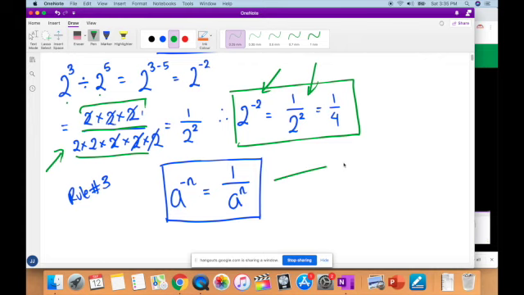Okay. So the rule here is that if you have a number to a negative power, it actually is a fraction, a positive fraction. So just because the power is a negative number doesn't mean that the number is negative. It just means that it's a fraction.